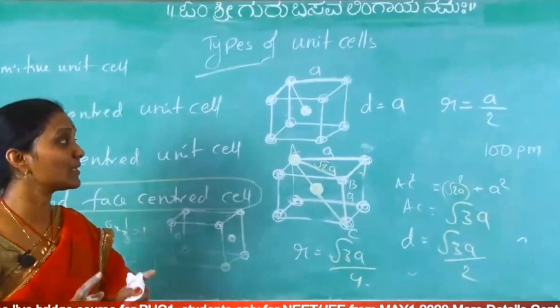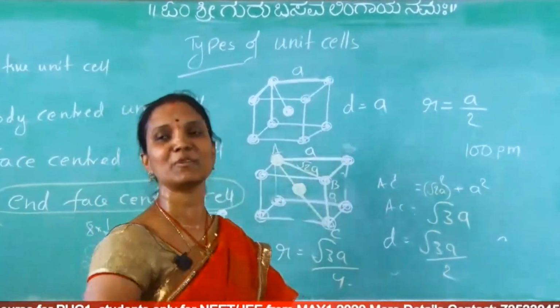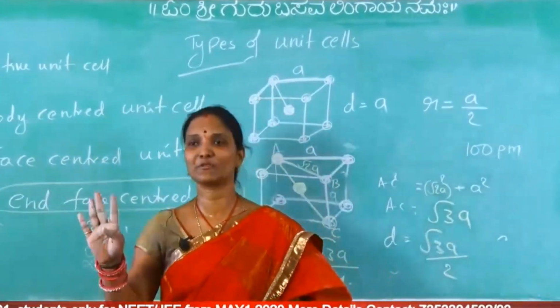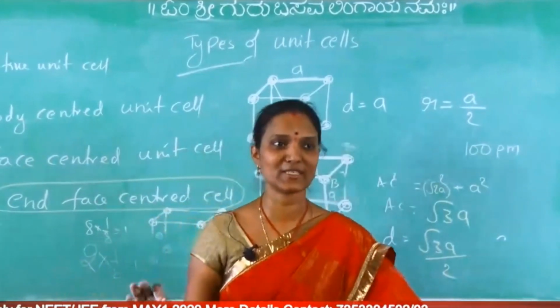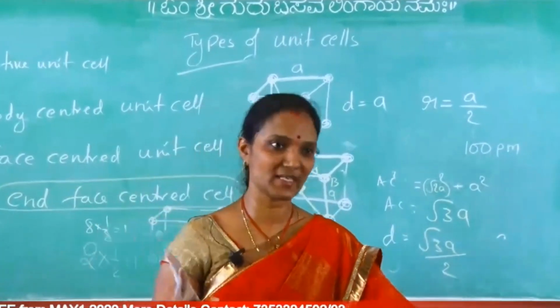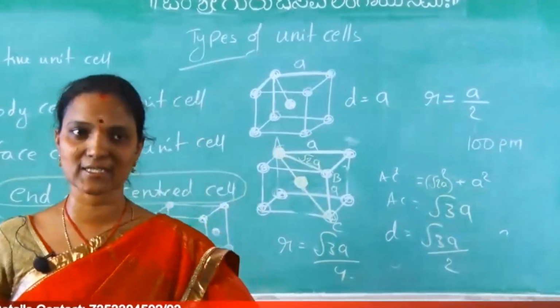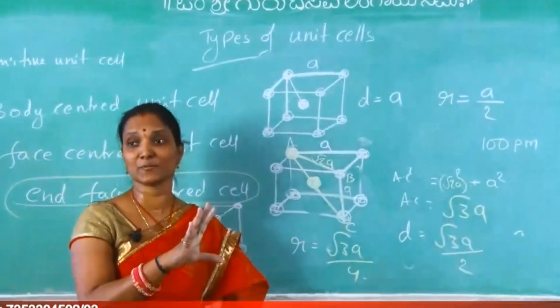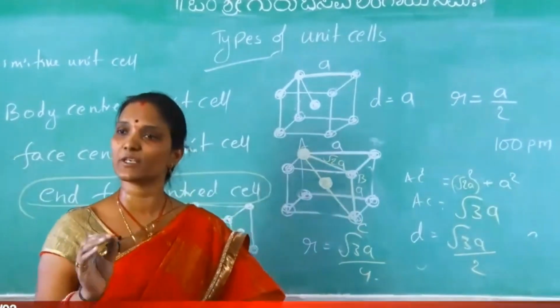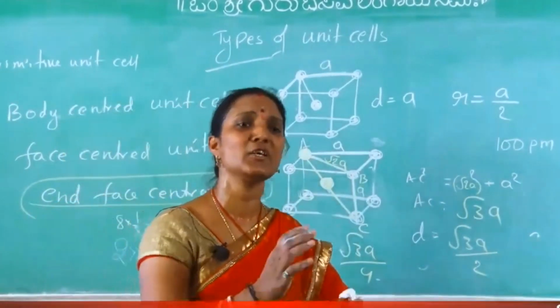Okay. So coming to the unit cells once again. There are four types of unit cells, based on the position of the particles. In primitive, the particle positions are corners. In BCC, corners and body center. In FCC, corners and face center.